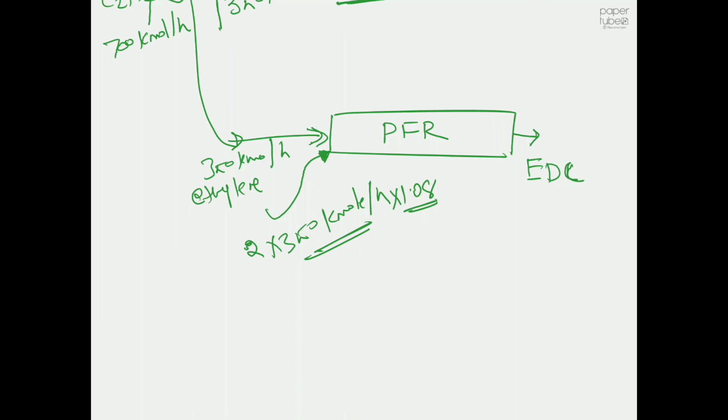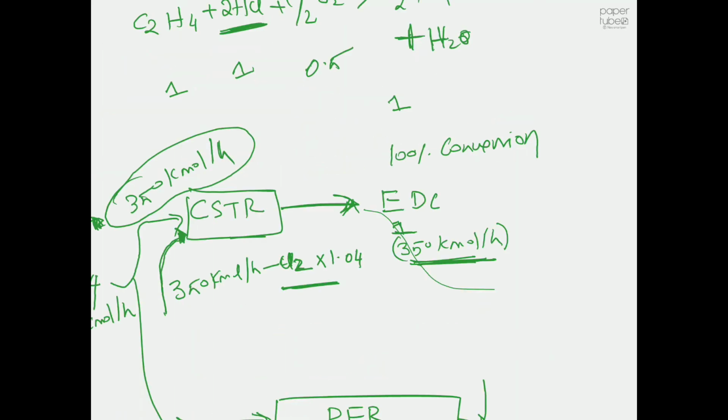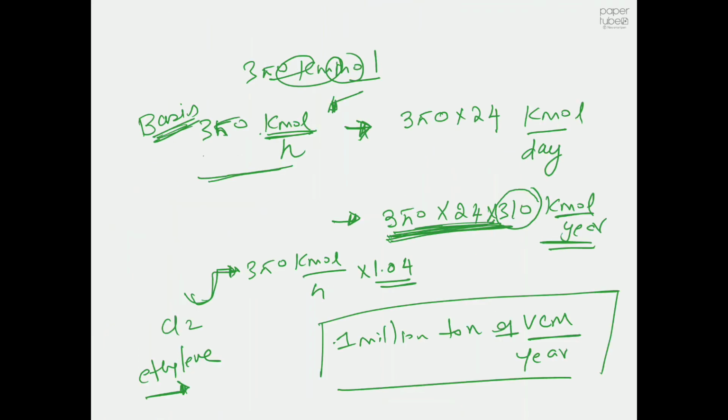So we will mix both in the mixing unit, and then we will take the product out. A few other pieces of information that you should know: what should be the volume of the reactor? This is something we have to calculate, so that the volume of the reactor can handle the flow rate.